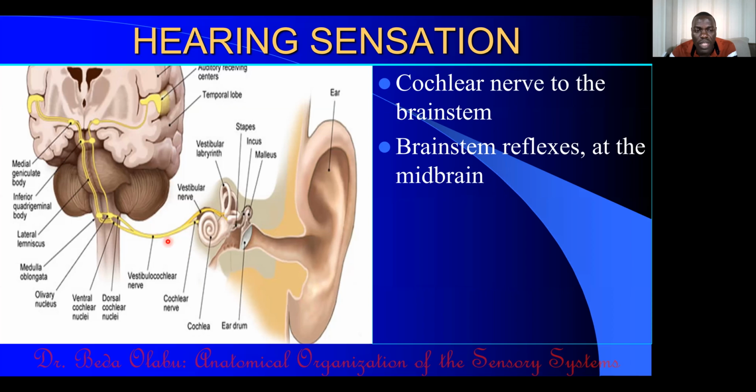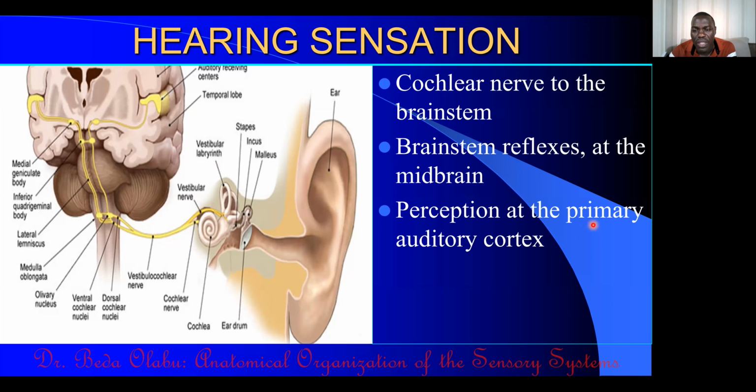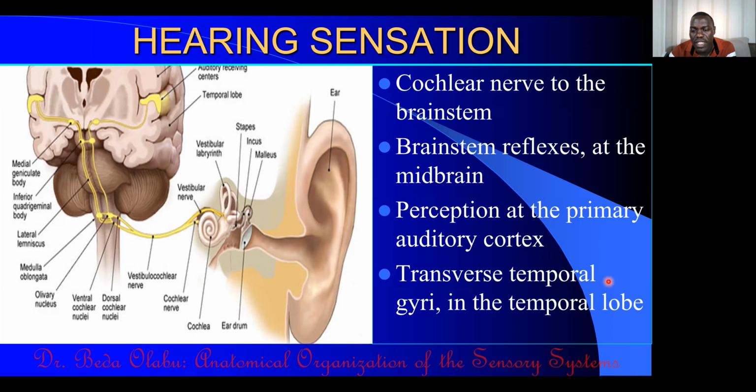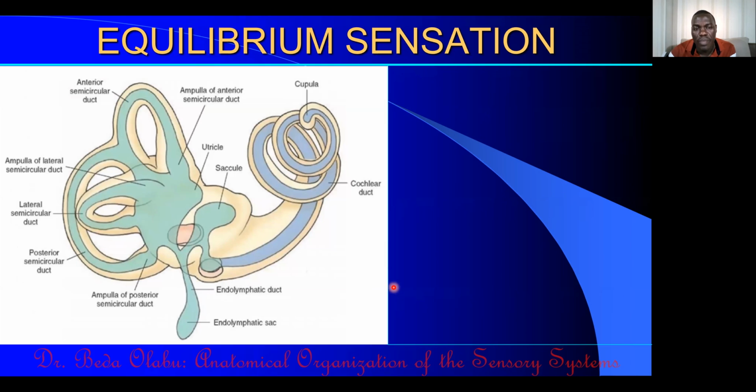So the journey to perception of hearing will then mean that from the first-order sensory neurons here, you form second-order sensory neurons, which will then decussate and travel all the way to the thalamus. And from the thalamus, you have the third-order sensory neurons, which take that information to the primary auditory cortex. The primary auditory cortex is located in the transverse temporal gyri. Within the temporal lobe, we called it area number 41 and area number 42. That is where hearing sensation is perceived. So that's hearing. How about equilibrium?